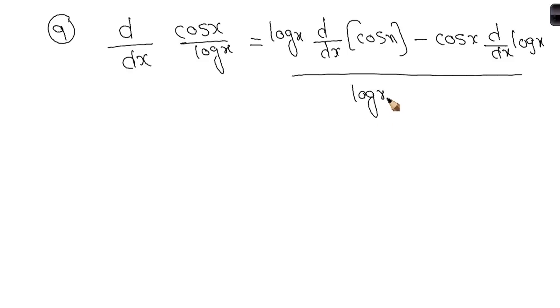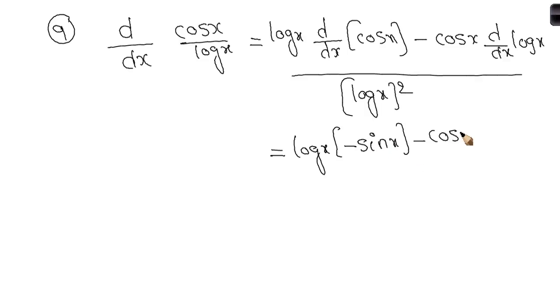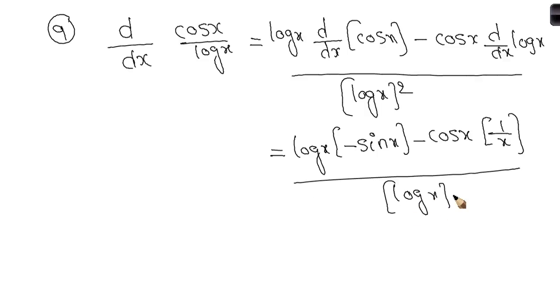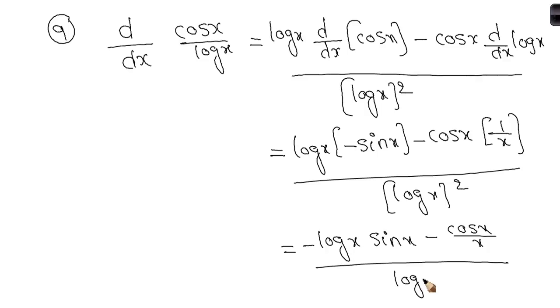This would be log x into, what is the derivative of cos x? Minus sin x, minus cos x into the derivative of log x, which is 1 by x, upon log x whole square. So this becomes minus log x into sin x minus cos x by x, upon log x whole square. Hope you are clear.